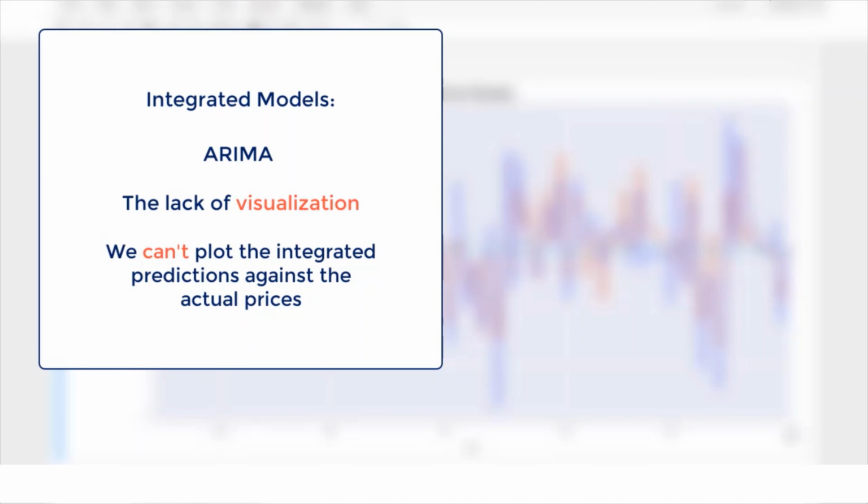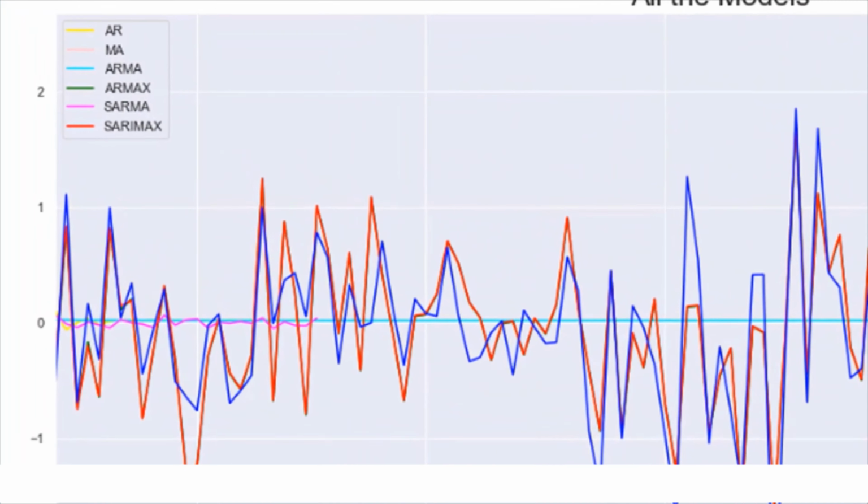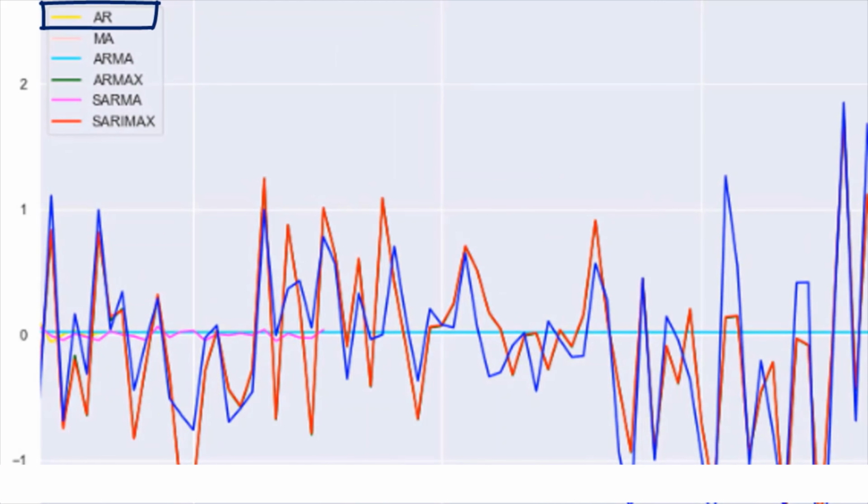If you need a reminder, to work around this, we had to create time series of delta from the testing set in order to compare the integrated predictions with actual values. This is also why they don't appear on the screen right now, because we use them to model a different time series. Right. The next model that experienced issues when making predictions was the AR.